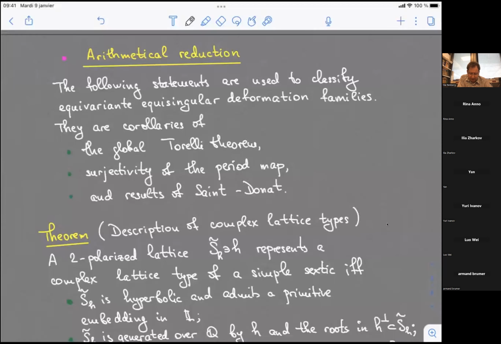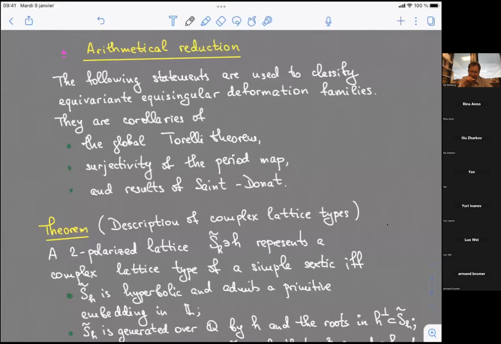And here the reduction is as follows. Coming back to Jan's questions, all the statements I will mention below, almost all the statements I need to obtain this equivariant equisingular deformation classification, are corollaries of the standard machinery. I need the global Torelli theorem, so kind of injectivity. I need the surjectivity of the period map, meaning as always surjectivity to the image. So I need the description of the image of the period map.